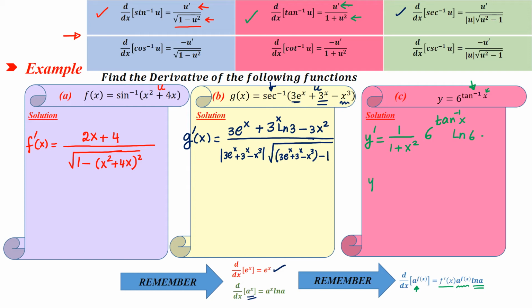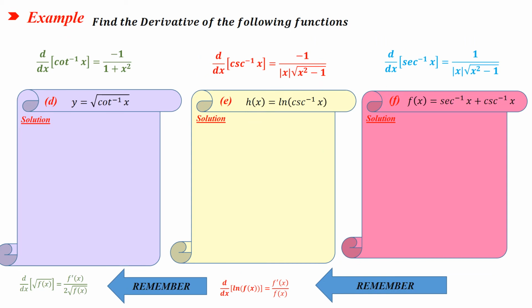To simplify, y prime equals 6 to the power tan inverse of x multiplied by ln of 6, divided by 1 plus x squared.